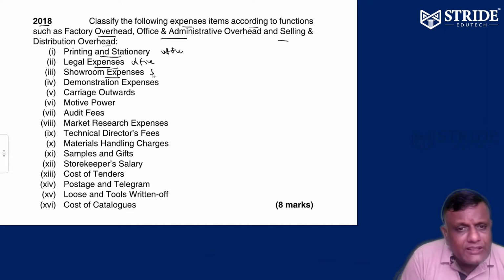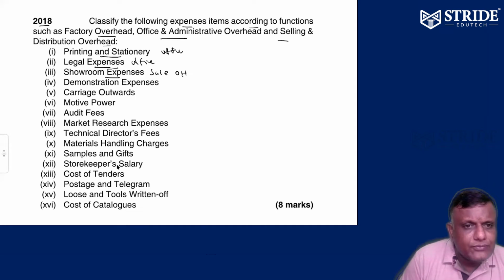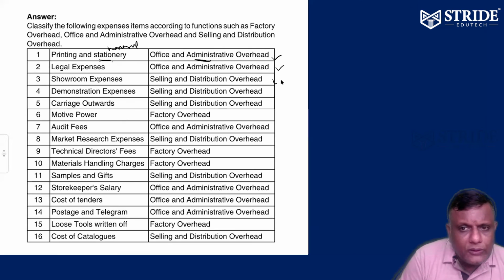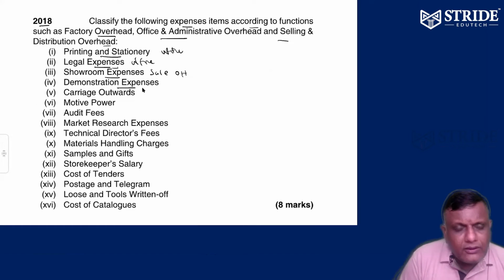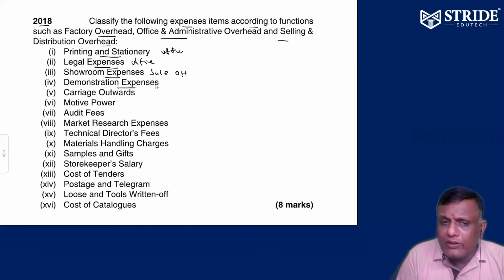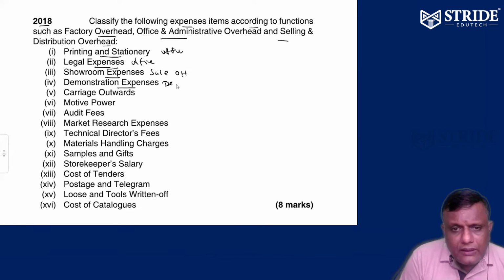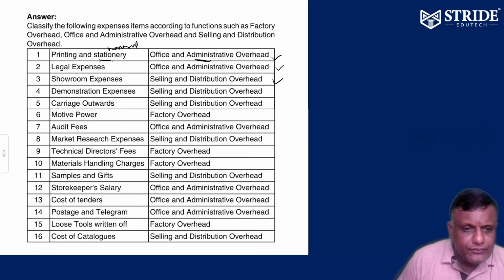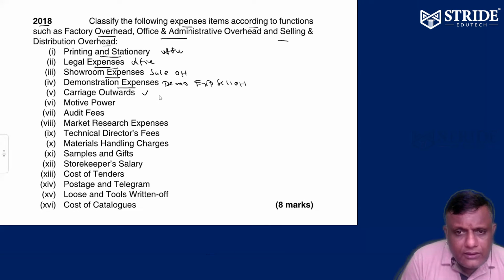Right. Next one, showroom expense. Generally, showroom is related to sales only. Sales related overheads, selling related overheads. That's it. Our showroom expenses are selling and distribution overheads. Fourth one, demonstration. If you want to sell your product, you have to show a demo. Any demonstration expenses, demo expenses is nothing but selling and distribution overheads only. Right. Next, carriage outward, lorry charges on sales. So that is also related to selling overheads.